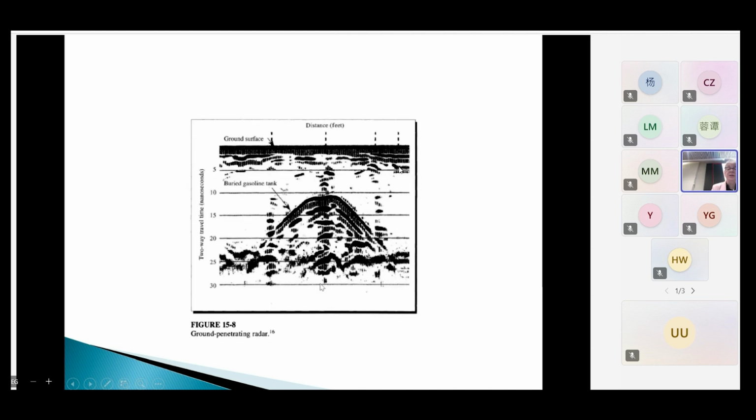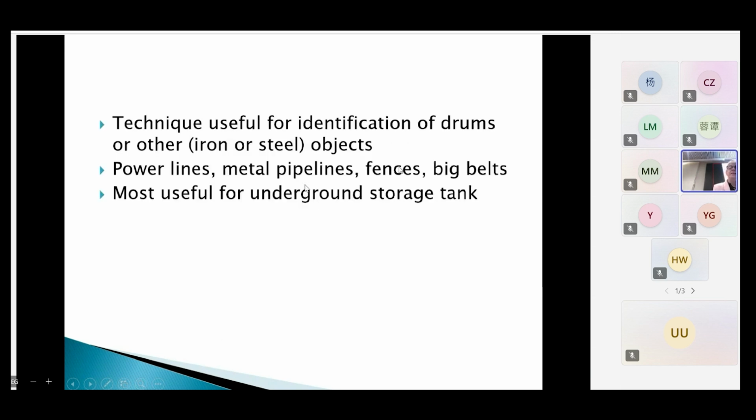Again, here's the ground penetrating radar. There's a gasoline tank in this particular image. The radar will bounce back on something metallic in the subsurface. So things like drums and power lines and all sorts of things that are not usually found in the ground can be detected.